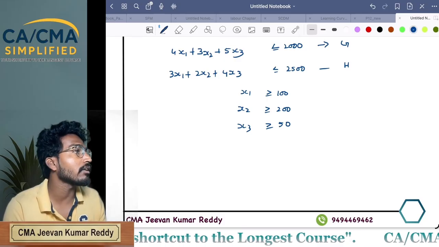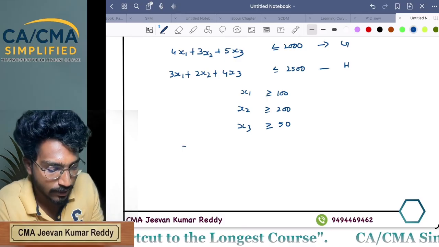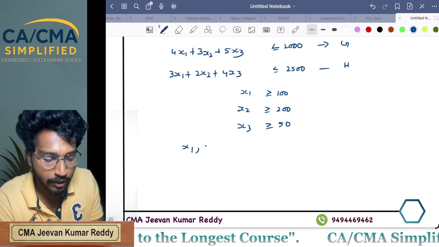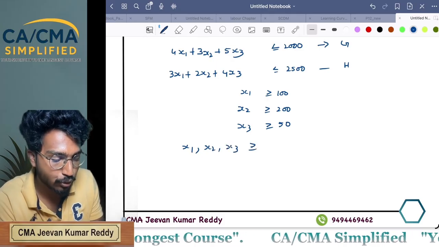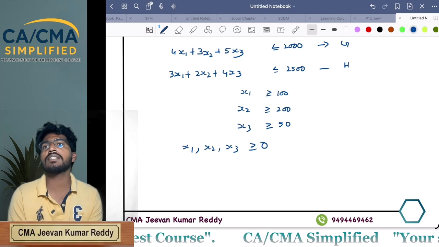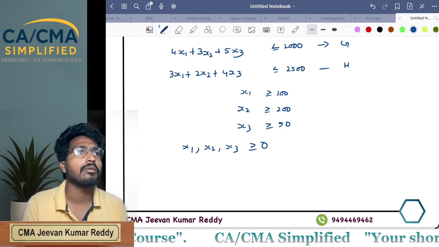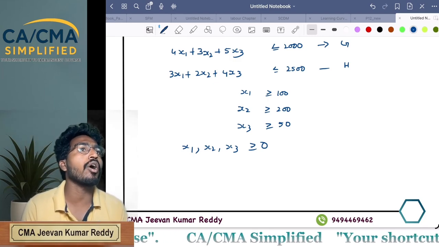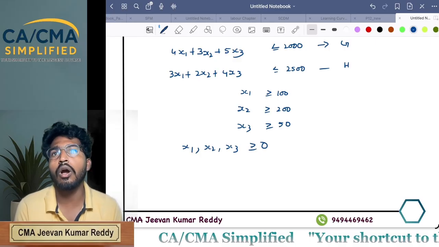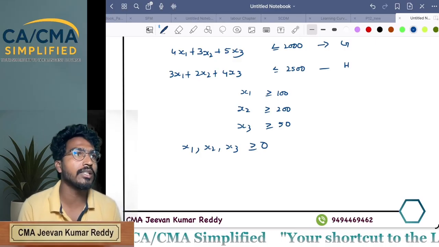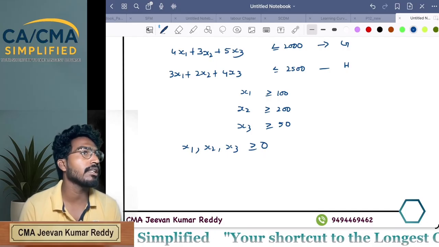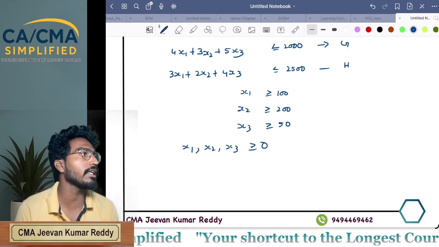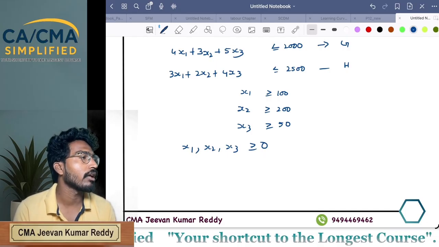The last one is the non-negativity constraint, that is x1, x2, x3 greater than or equal to 0. That means your production must always be positive figures only. You can't produce units of A, B, C in -1, -2, -3. That means you can't produce any product in negative. Am I clear?